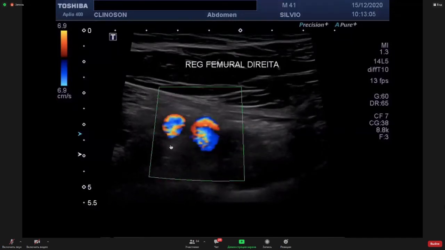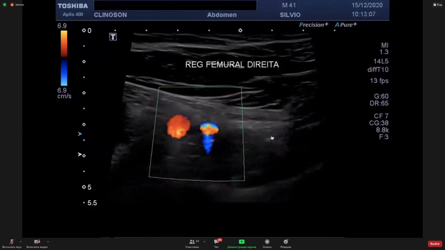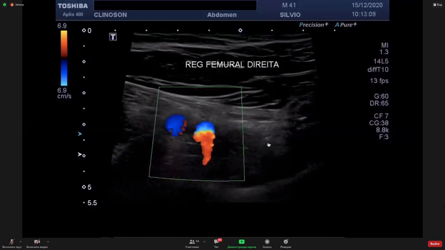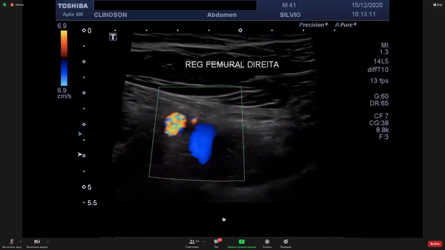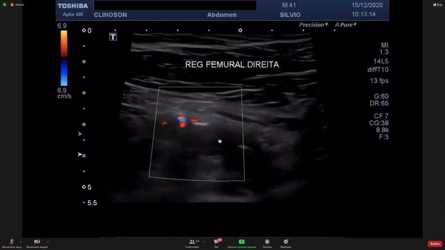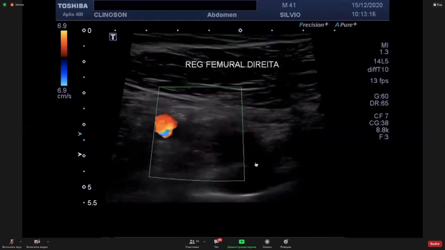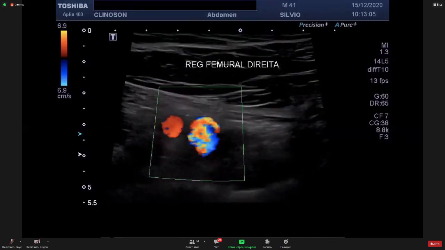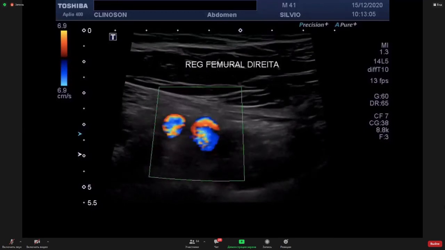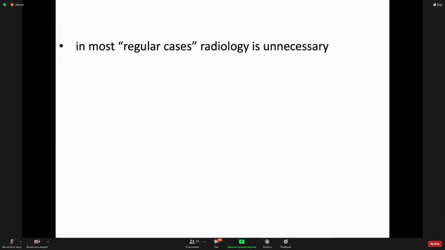So here we can see the artery and the vein, and we can see that when the patient does the Valsalva maneuver, you're going to see compression of the vein right now by this bulge here, and we have the diagnosis of a femoral hernia. So my take-home message: in most regular cases, radiology is not necessary.